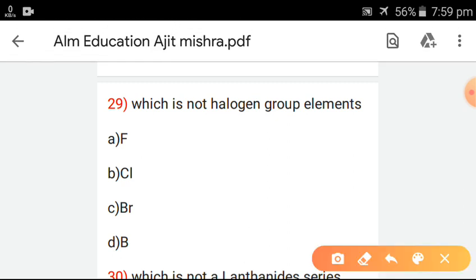In the given option, which is not a halogen group element? Option A, fluorine, B, chlorine, C, bromine, or option D, boron. Give the answer. The answer will be option D, boron. Fluorine, chlorine, bromine, iodine, etc. are examples of the halogen group elements.